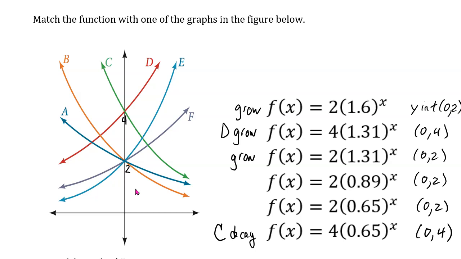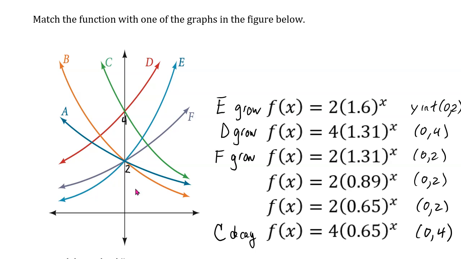To determine which one is which, let's compare the relative sizes. I've got 1.6 for one base and 1.31 for the other. 1.6 will grow much faster and get steeper much quicker. That means this one must be E. This becomes our graph. This second one doesn't grow quite as fast, but it is still a growth, and it is going through the point (0, 2), so it must be F.